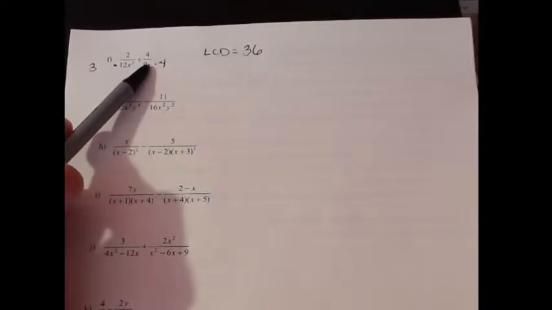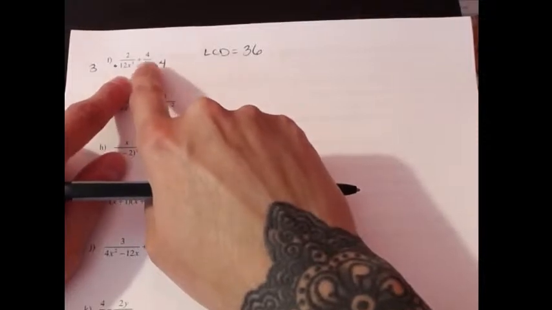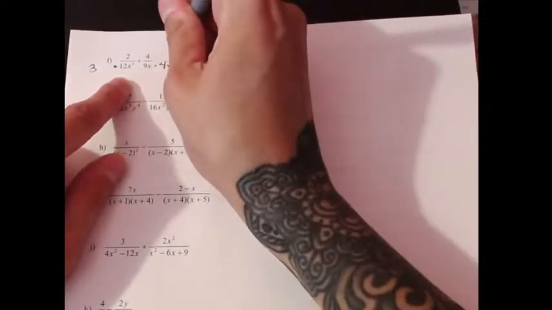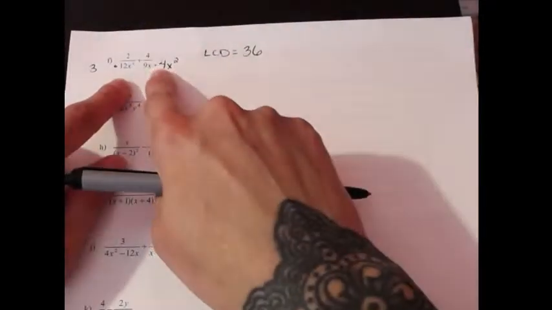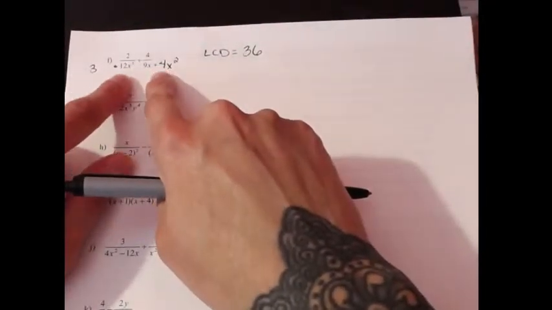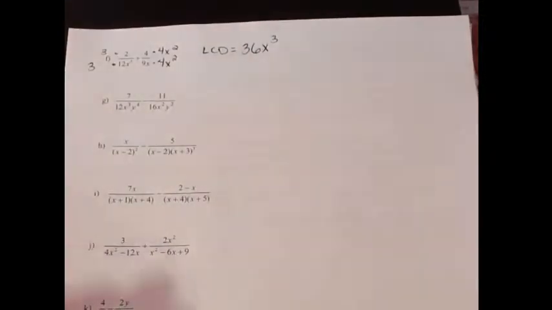Then I take a look at my variables. I have x to the third and x to the first. Well, I can easily make these the same by multiplying my second fraction by 2 more x's. So that means my LCD is going to be 36x to the third. Let's verify that. It's always helpful to see the math in action so that we can verify that we're doing the correct thing.